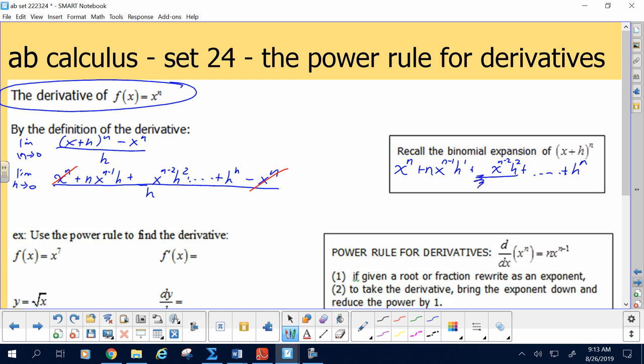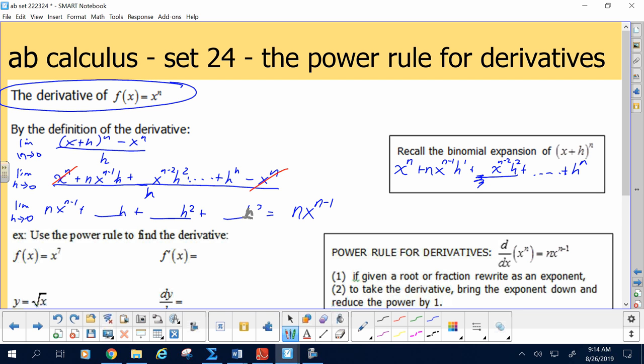X to the n subtracts away every time, and then everything else has an h. When you divide out that h, the second term, the n h rather, drops away, and what's left? N x to the n minus 1, and the other terms all have an h in them: h squared, h cubed. So at the end of the day, when the h terms drop away when you do the limit, what's left standing? N x to the n minus 1.